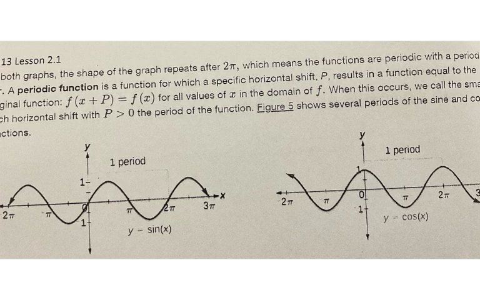And what's it do from here? It does it again. We go up, we go down, we go down, we go up. This pattern completes one full revolution, one full cycle after 2 pi. So its period is 2 pi.